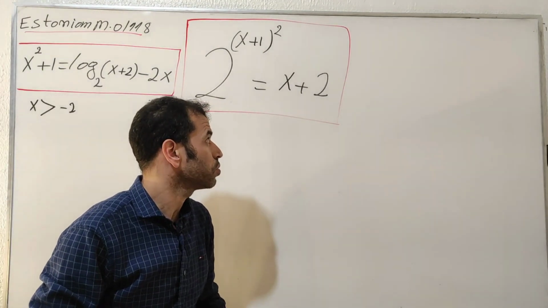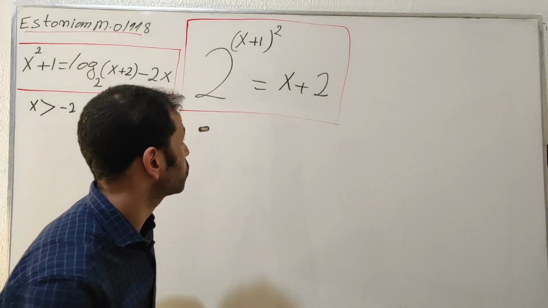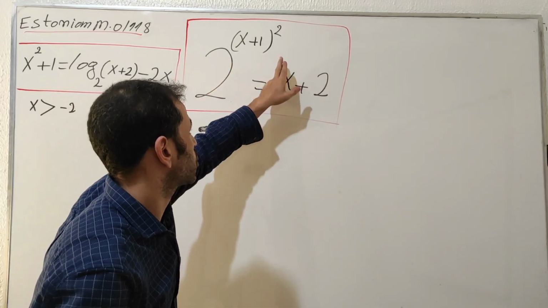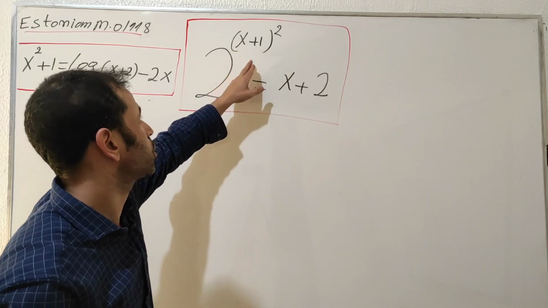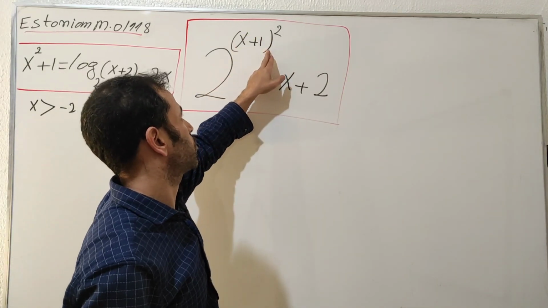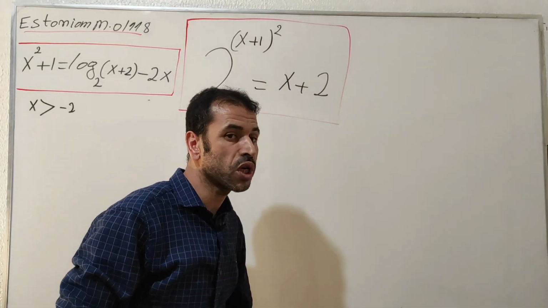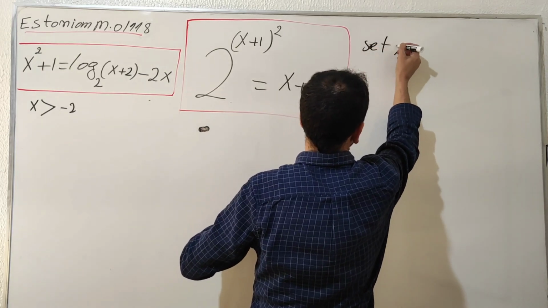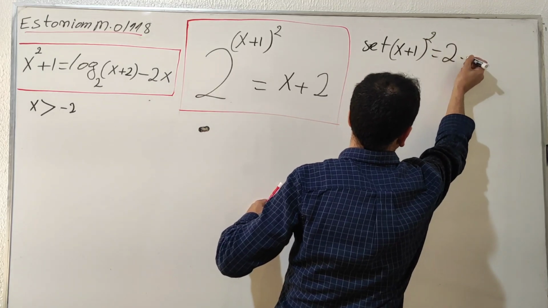In order to make it simpler, we are going to go through a substitution. What's the appropriate substitution we can put? If we set x plus 1 equals something, it is not going to help. If we put the whole exponent, (x plus 1) squared, equal to a new variable, also it is not going to help. So let's set (x plus 1) squared equals 2 times z.